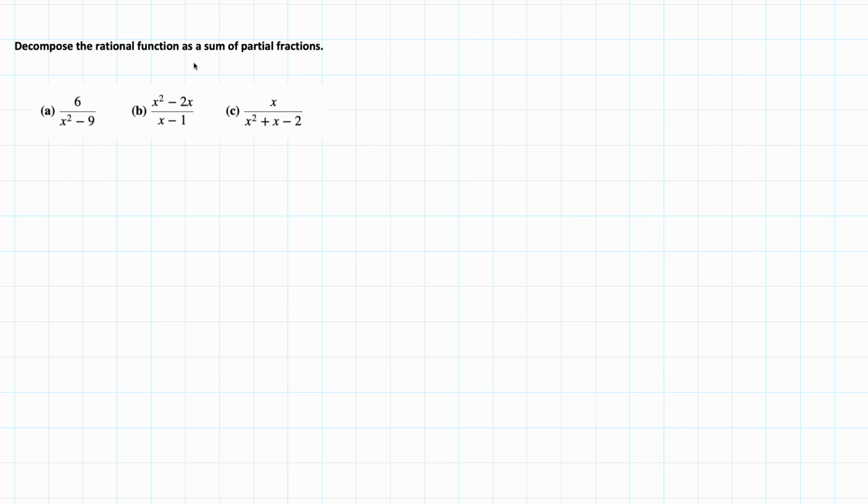Decompose the rational function as a sum of partial fractions. So we have a rational function here, 6 over x squared minus 9. The bottom factors: x squared minus 9, where 9 is 3 squared, so we have a difference of two squares, that's x plus 3 times x minus 3. That means this fraction can be written as a sum of two simpler fractions.